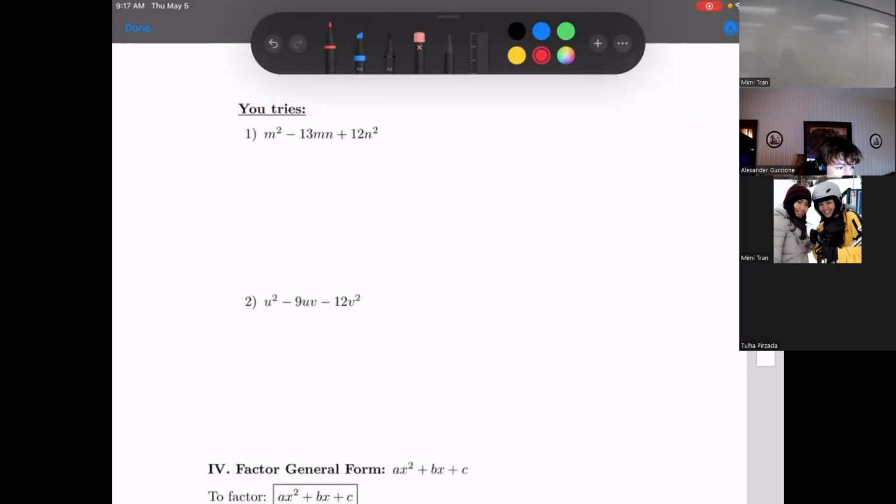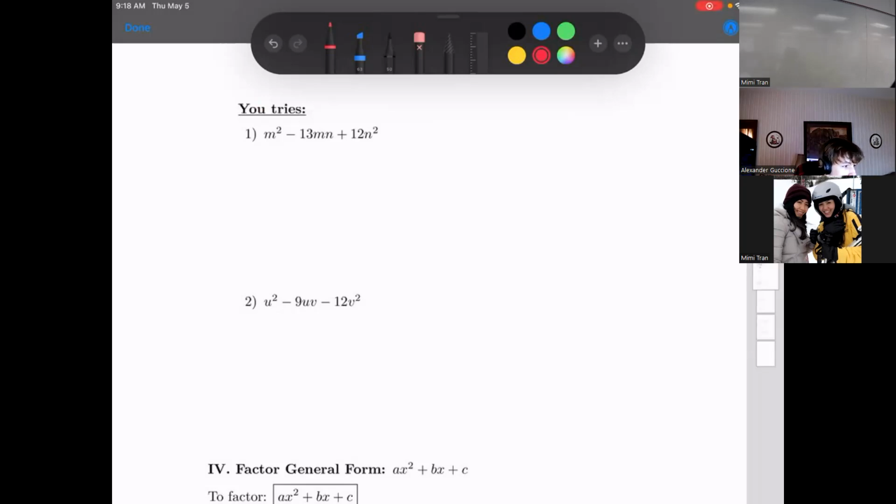Try to do number 2 as well. I'll go over it too. Okay, so Alex got n minus 12n. Let's see. Because you guys got the same thing Alex does. N minus 12n, n minus n.